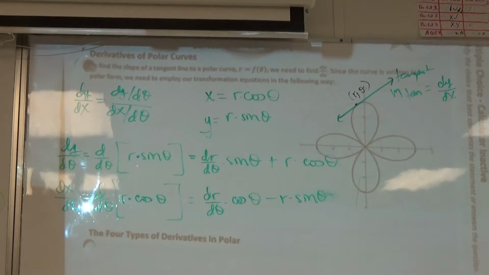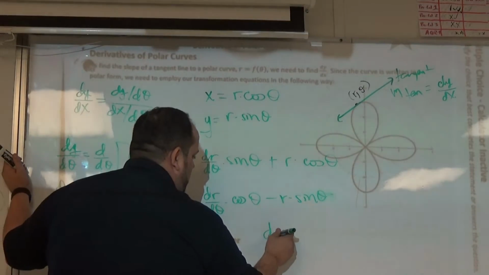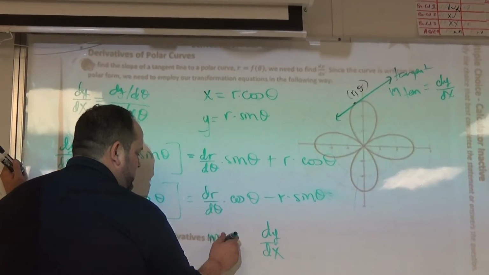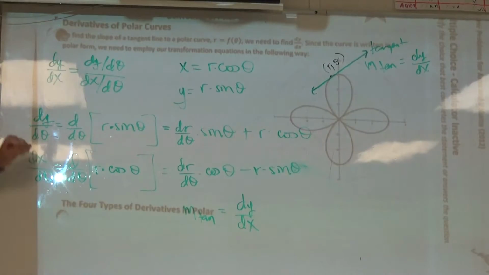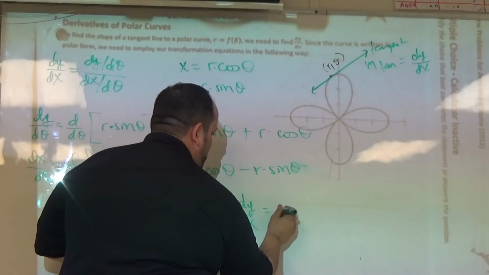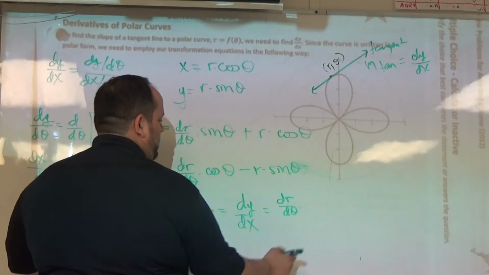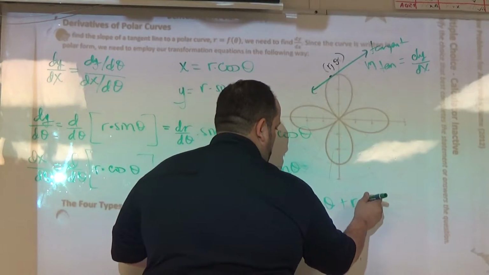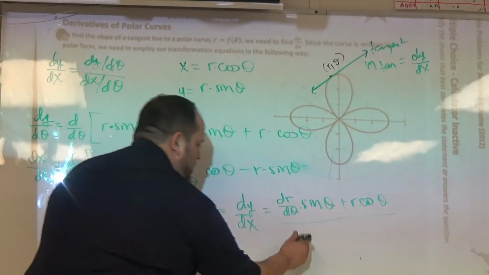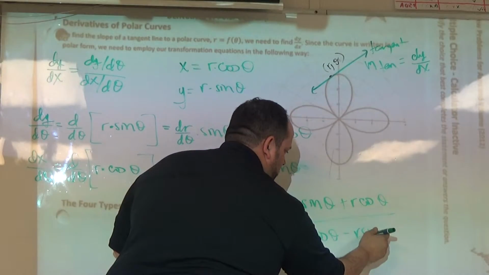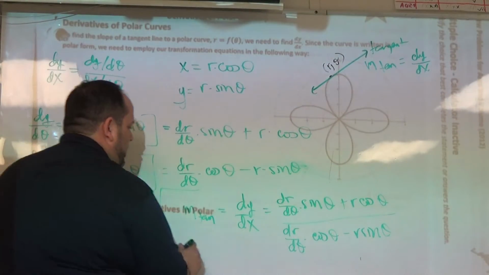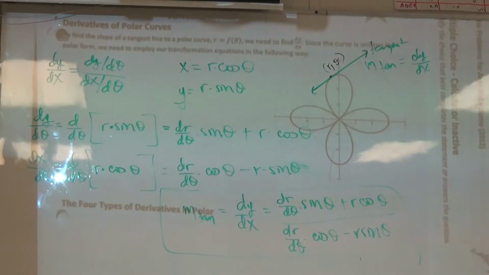What I'm really after, though, is I want dy dx, because dy dx is the slope of tangent. To get dy dx, we're going to take this guy here, divided by this guy here. We've got dr d theta of sine theta plus r cosine theta, over dr d theta of cosine theta minus r sine theta. There it is, lo and behold, that's how we're going to find the slope of a tangent line in polar form.